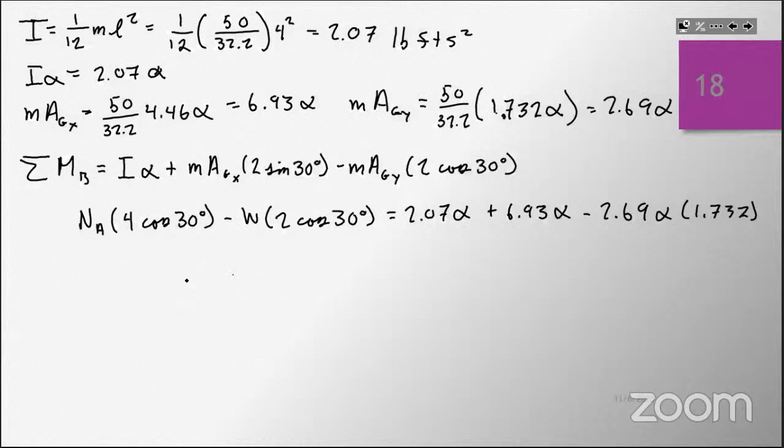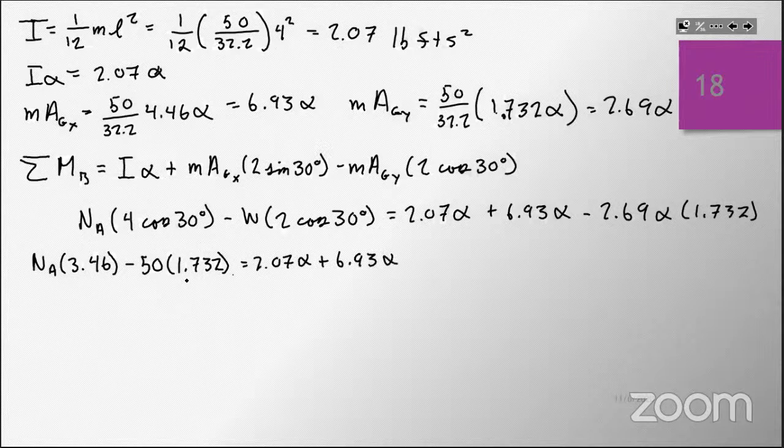So great, right? We can plug in a little bit further here. We have two unknowns in this equation. Normal force times 3.46 minus 50, which is my weight, times 1.732 is equal to 2.07 alpha plus 6.93 alpha minus 2.69 times 1.732 times alpha. This is equation 1, because I have two unknowns in it. Are we going to be able to get these things separated out and have an easy path to solve it? And the answer is not really.